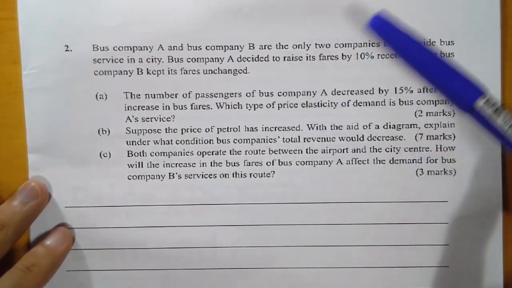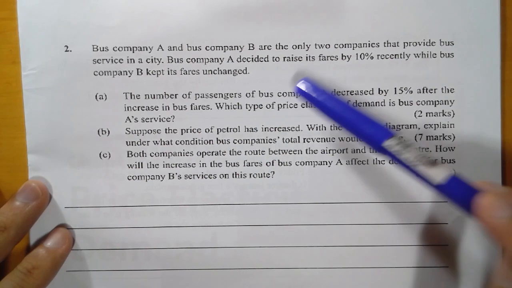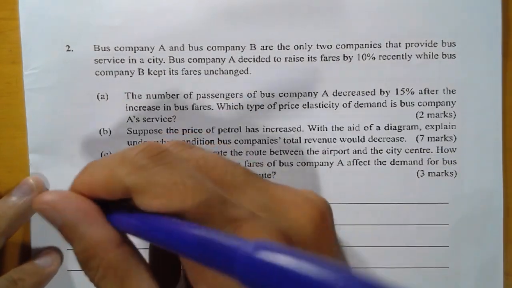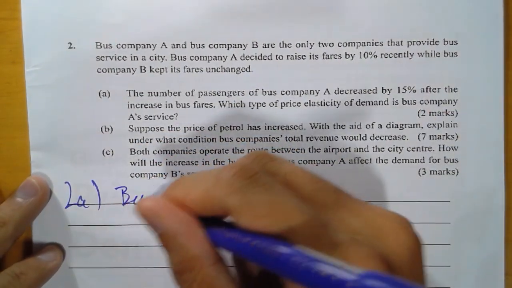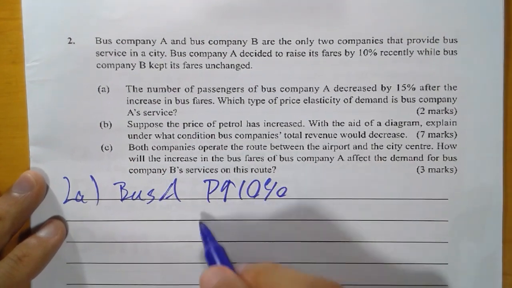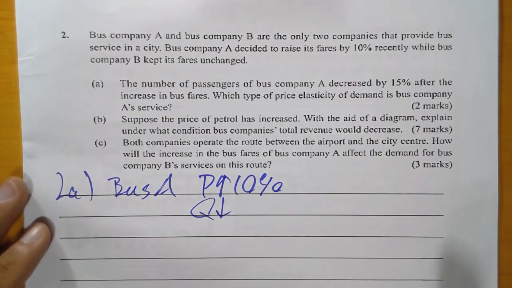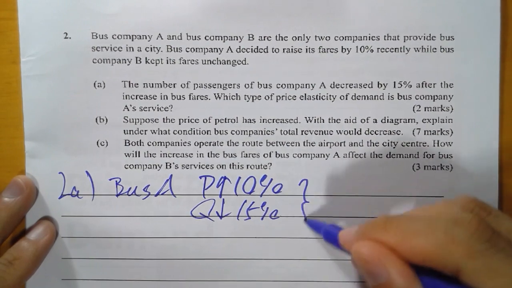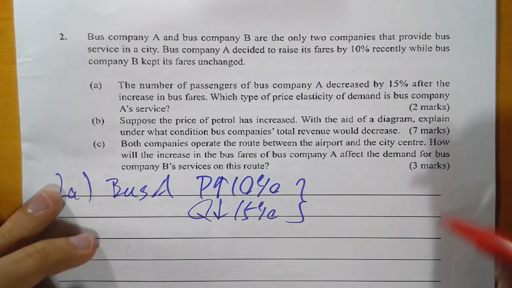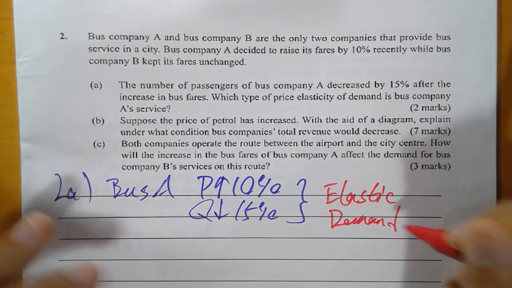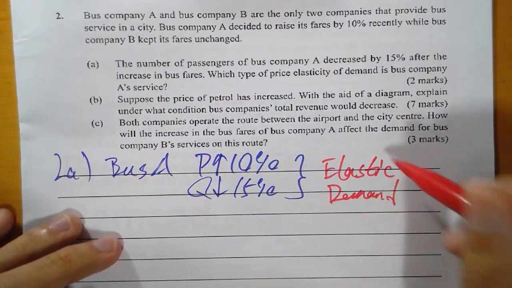Alright, now second last question. Bus company A and B are the only two companies. Right now, bus company A raised price by 10% and then quantity dropped. Let's write it out. Bus A, what happens to them? Price increased by 10%. But then they found that the quantity would decrease by 15%. What do we call this? Since Q is moving faster, okay, we call this elastic demand. Different direction, different direction. So this is elastic demand.